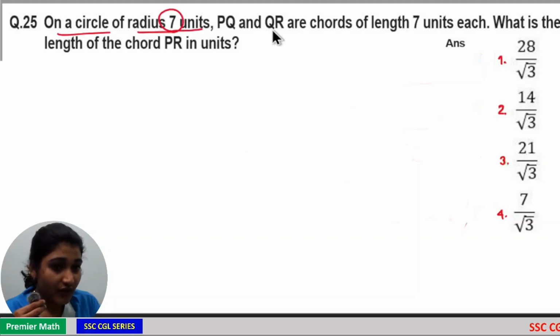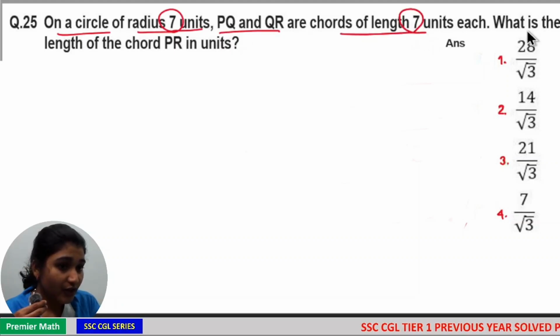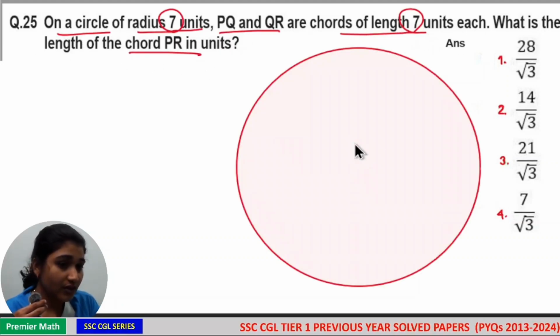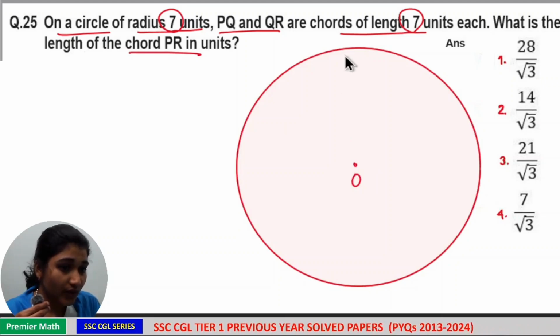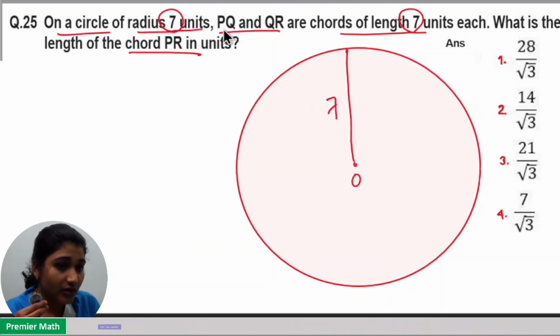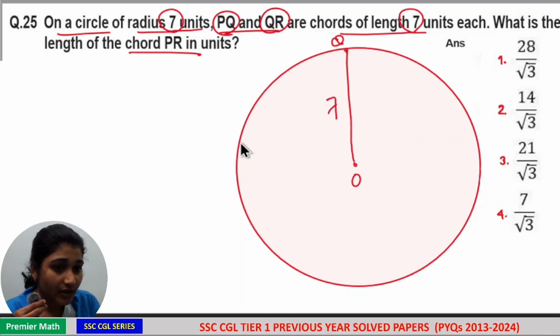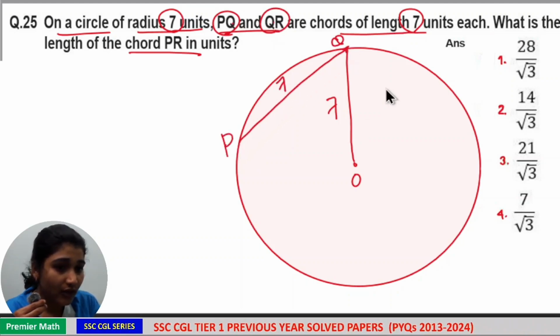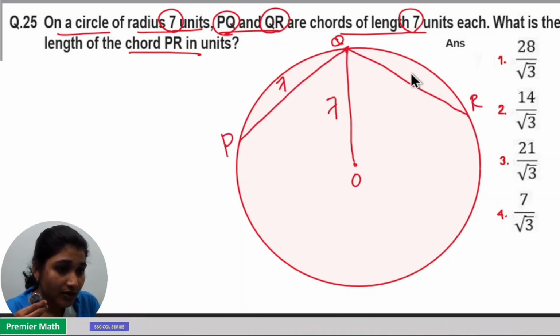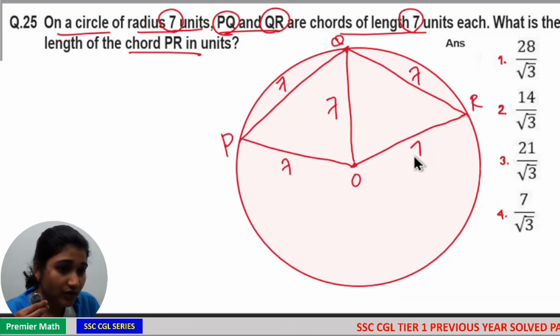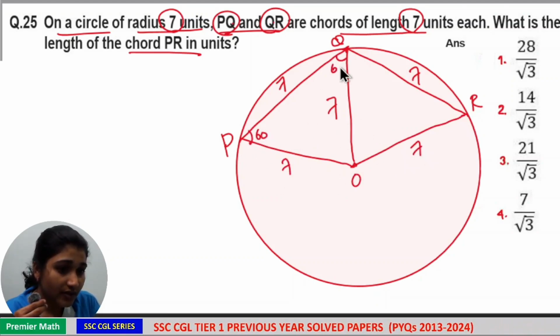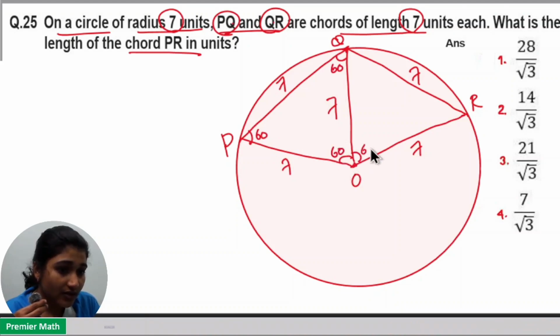On a circle of radius 7 unit, PQ and QR are chords of length 7 unit each. What is the length of chord PR in units? Here, this is the circle with center O, and the radius of the circle is equal to 7 unit. Here PQ and QR are chords of 7 unit each. So here Q is the common point. Then chord PQ is equal to 7 unit and chord QR is equal to 7 unit. Now this is radius PO, which is 7 unit, and this is radius OR, which is 7 unit. So these are two equilateral triangles. For an equilateral triangle, all three angles are 60 degrees. So all these angles are 60 degrees.